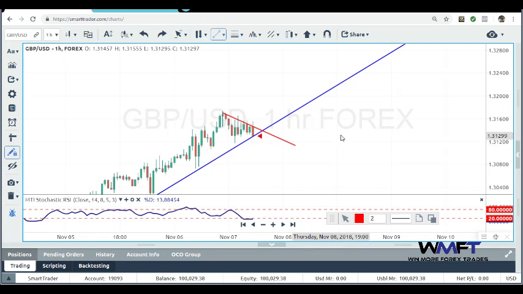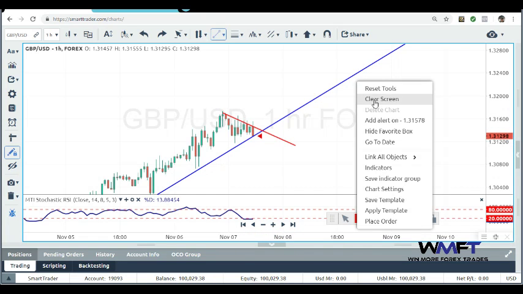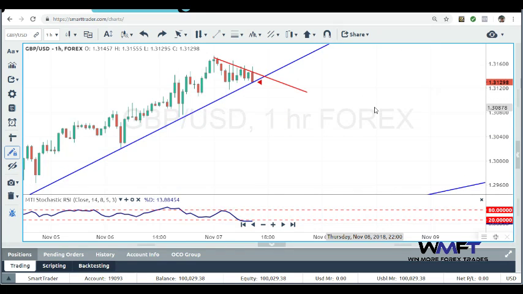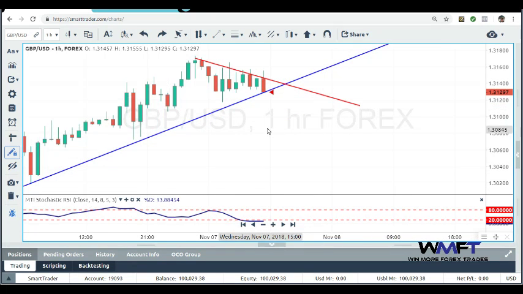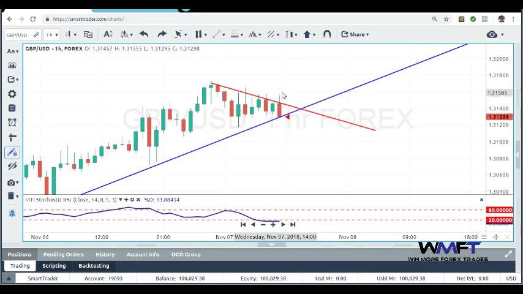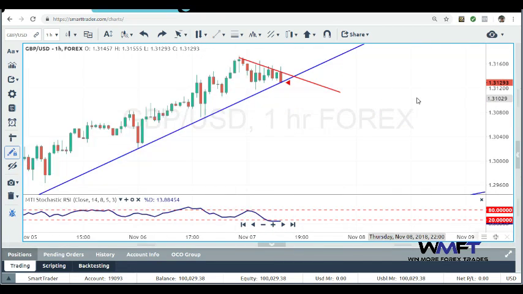And what we're going to do is we're going to wait for the market to close above this counter trend line. Once the market closes above this red counter trend line with a green candlestick, or with a bullish candlestick, we will buy the market. And let's see here.